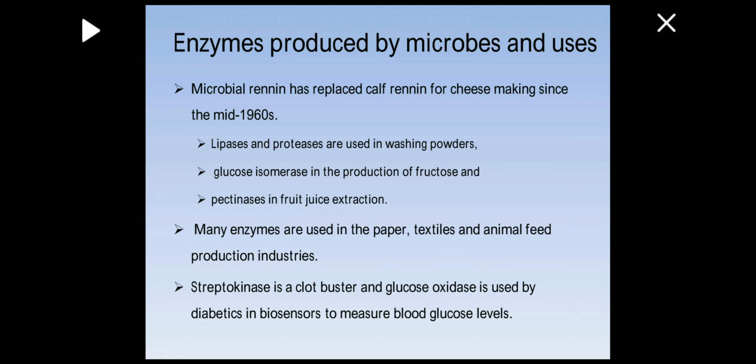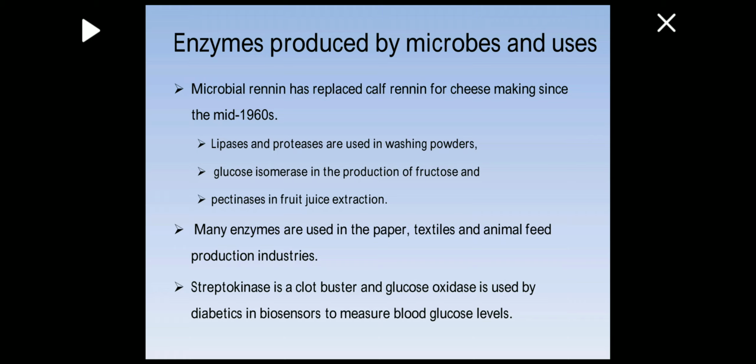Similarly, there are lipases and proteases. They are used in washing powders. These are also enzymes which are produced by certain microbes. Glucose isomerase is used in the production of fructose, and pectinases are used in the fruit juice extraction process. So these are different enzymes which are used in different products, either food or other.